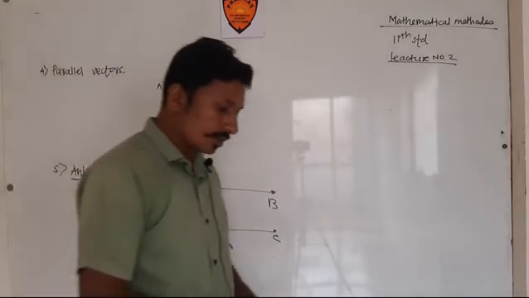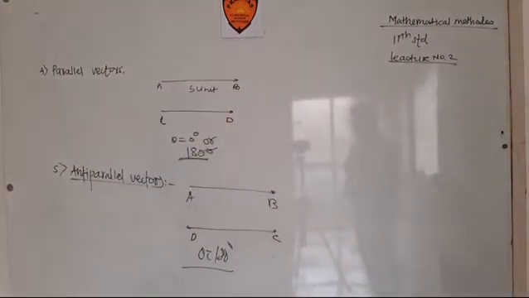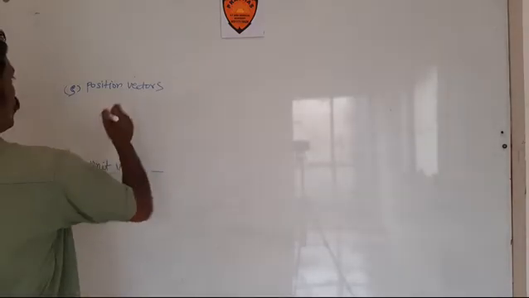Okay, I have completed the types of vectors. The next point is the vector triangle law. Okay students, please complete this point. Students, next one is the position vector.